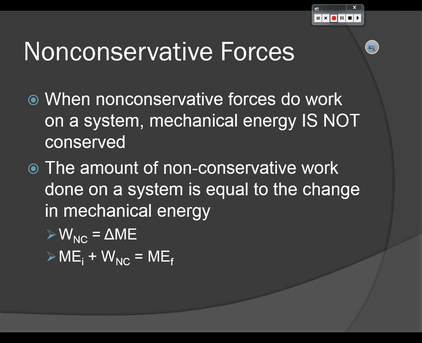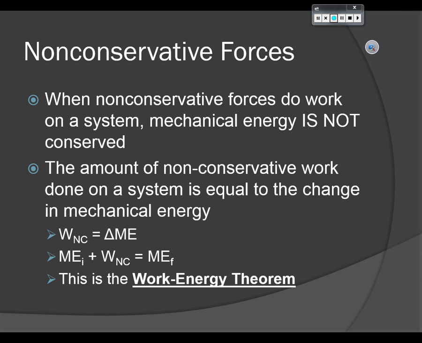So we summarize that with this equation that we call the work energy theorem. What it states is that if we start with a certain amount of mechanical energy, we then do work on that system, W standing for work, the NC standing for non-conservative. So we start with a certain amount of mechanical energy, we do work, and then we end up with a final amount of mechanical energy. The difference between the initial energy and the final energy is how much work we did, because that's what work does. Work changes the energy of an object.